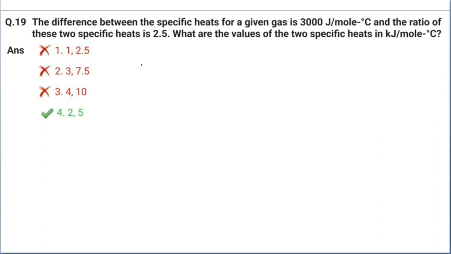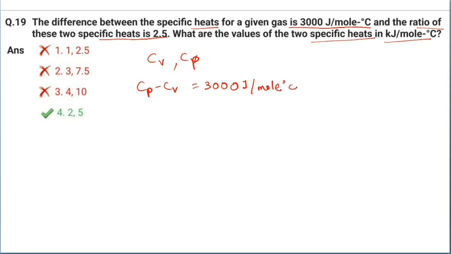question number 19. The difference between the specific heats for a given gas is 3000 joule per mole degree Celsius, and the ratio of these two specific heats is 2.5. What are the values of the two specific heats in kilojoule per mole degree Celsius? Okay, so here the difference between two specific heats of a given gas, Cp and Cv. Suppose Cp minus Cv is given as 3000 joule per mole degree Celsius, and the ratio Cp by Cv is also given as 2.5, and we have to calculate the value of Cp and Cv, right?